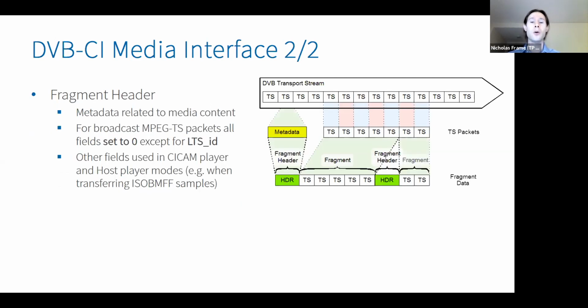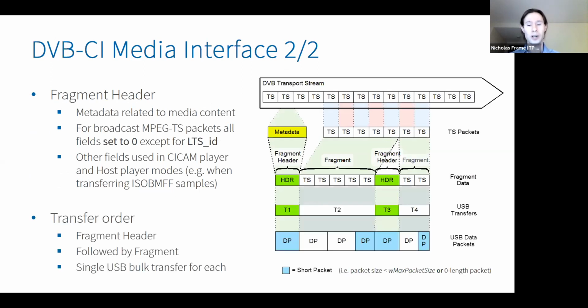Before the fragment is sent, though, there's also a fragment header that is sent that includes some metadata about the content. For broadcast, it's very simple. All the fields are set to 0, except for the local transport stream identifier. The other fields are relevant when transferring ISO BMFF samples. And so when the content is transferred, first you will have a transfer of the header as a single bulk transfer, followed by the transfer of the fragment corresponding to that header, also as a single bulk transfer.